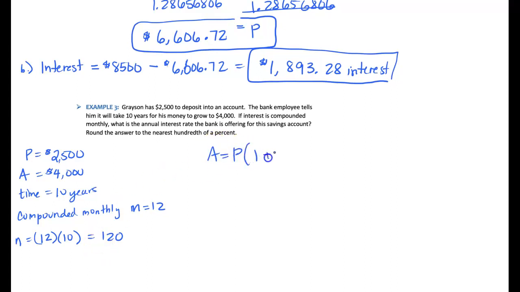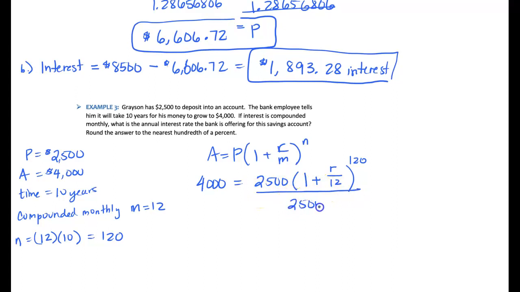Substituting the information that we know into our compound interest formula, we get 4,000 equals 2,500 times 1 plus, we don't know the rate, so we'll keep the r variable, over 12 for monthly compounding, to the exponent of 120. Since we can't simplify inside the parentheses, we're going to find another way to start, and we can divide away that front multiplier of 2,500. And we find that we get 1.6 equals 1 plus r over 12 to the 120th power.